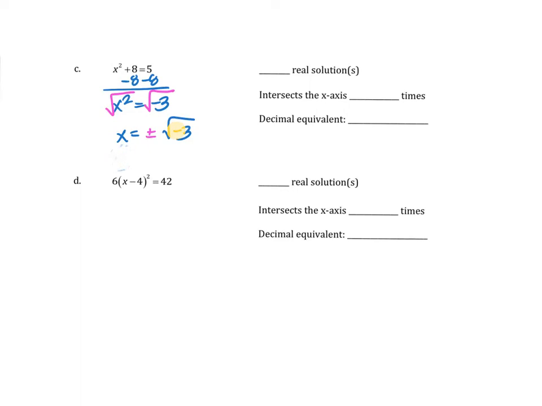At this point, our final answer, because we cannot take the square root of a negative number, would be no real solution. Notice I added the word real, because all quadratics have two solutions. We are only focusing on real solutions. So there are 0 real solutions, which means it should intersect the x-axis 0 times. Obviously, we have no answer, so we can't write the decimal equivalent.